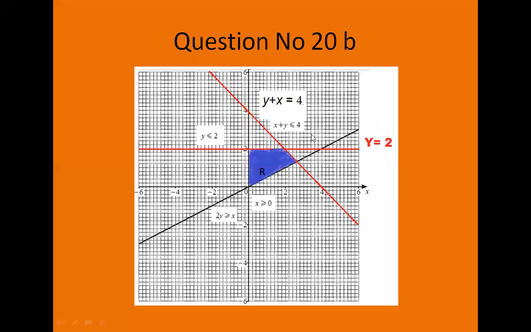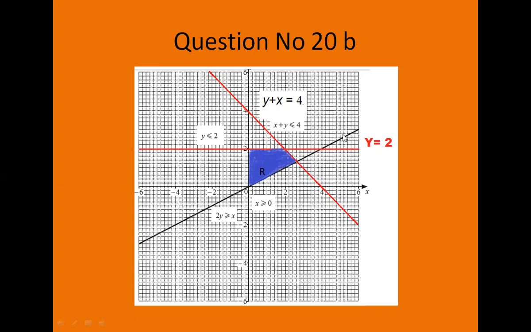Okay, so let me start from here. It says y equals 2. The inequality is y less than or equal to 2. So for this red line, you have to remain below this line. Okay, this was the equation y plus x equals 4. The inequality given is x plus y less than or equal to 4. So you have to remain below this line, because the crocodile's back is towards y. Okay, so you have to remain below this line.